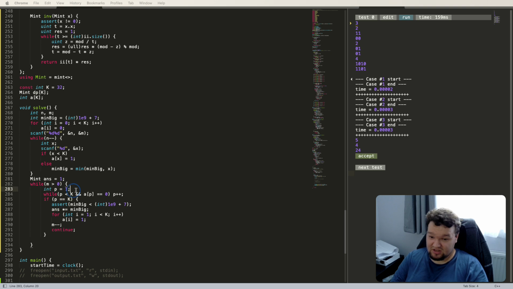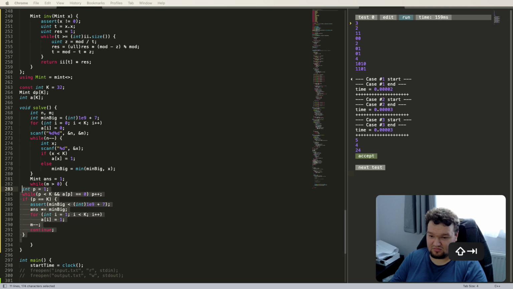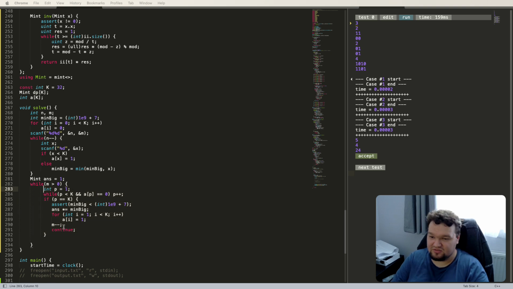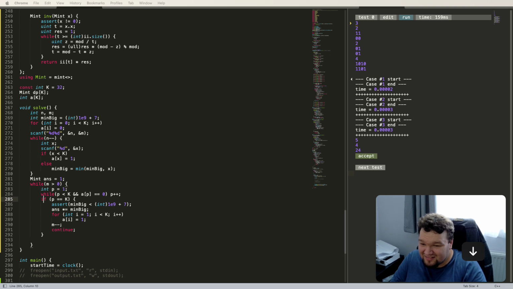Otherwise, p is smaller than k, we have this operation, and we do it. Well, I guess something is wrong with my tabulation. No, I don't like it. That's right.